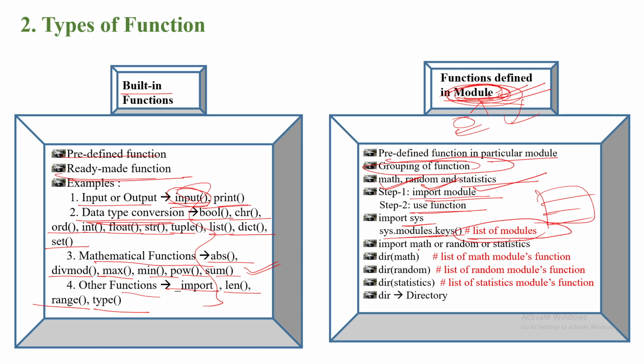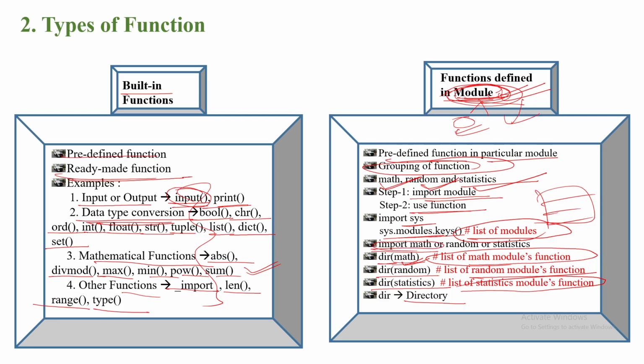Now if you want to check the list of functions of a particular module, first you will import that module, and then afterwards you will call dir. The full form of dir is directory of a particular module. If you call dir of math, then the list of the math module's functions will display. If you write dir of random, then the random module's function list will display. Dir of statistics, then the list of the statistics module's functions will display. But before using this, first you have to import that module.